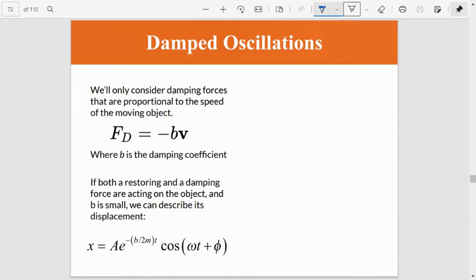There are many forces that can act on moving objects and essentially take away their energy. For the purposes of this chapter, we're only going to be discussing damping forces that are proportional to the speed of the moving object.